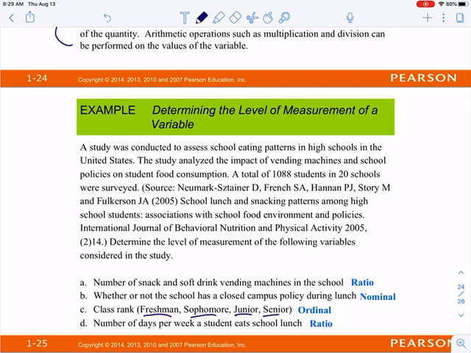And for part D, the number of days per week a student eats lunch. Again, we can put a number to that, so it has to be either interval or ratio. And again, we need to decide if the number 0 makes sense. Okay, so could a student eat lunch 0 days per week? Sure. They might not eat lunch in school. They might skip lunch. So 0 does make sense. So again, if 0 makes sense, that means that one has to be a ratio.